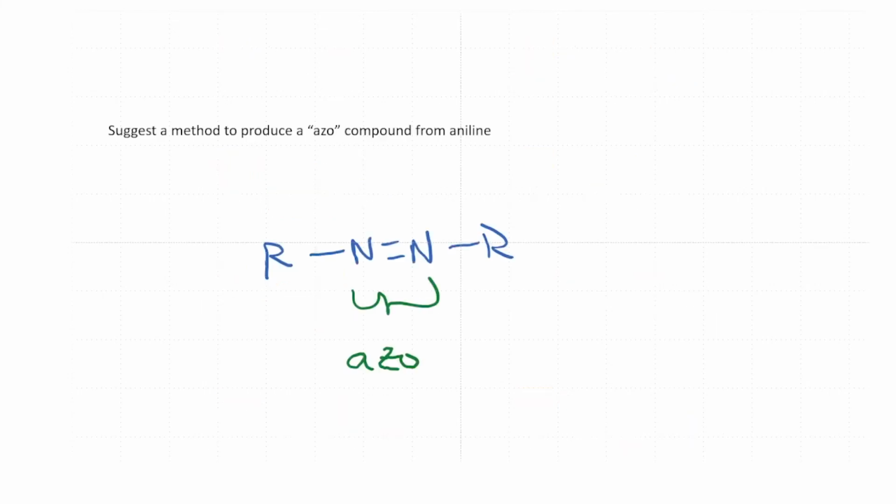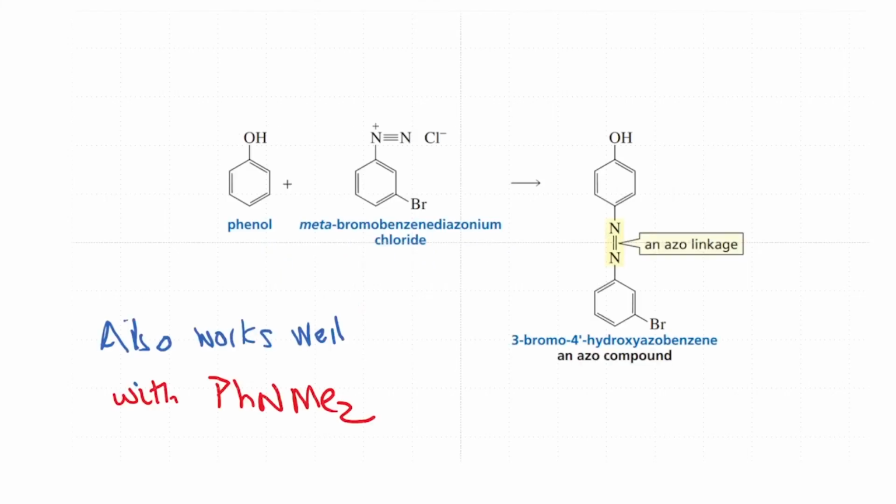Suggest a method to produce an azo compound from aniline. First of all, let's look at what an azo compound is. An azo compound is basically a nitrogen double bonded with nitrogen, with two alkyl or aryl groups flanking it. One of the methods by which you can produce an azo linkage is to use diazonium salts. So if we react phenol with this meta-bromobenzene diazonium chloride, then the product that you get is an azo compound. This is the kind of azo compound that you get.